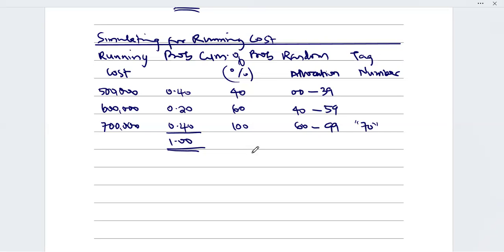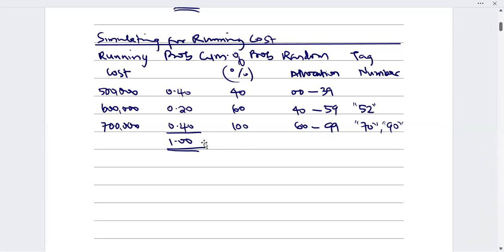The next tag number is 52. 52 lies in the second row, which is between 40 and 59. So here is 52. Then the last one is 90. 90 lies between 60 and 99. Again, with this, I've simulated for running costs.